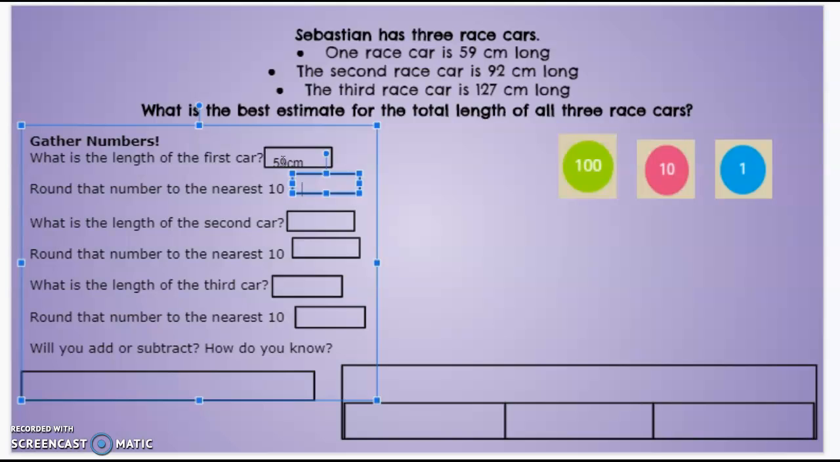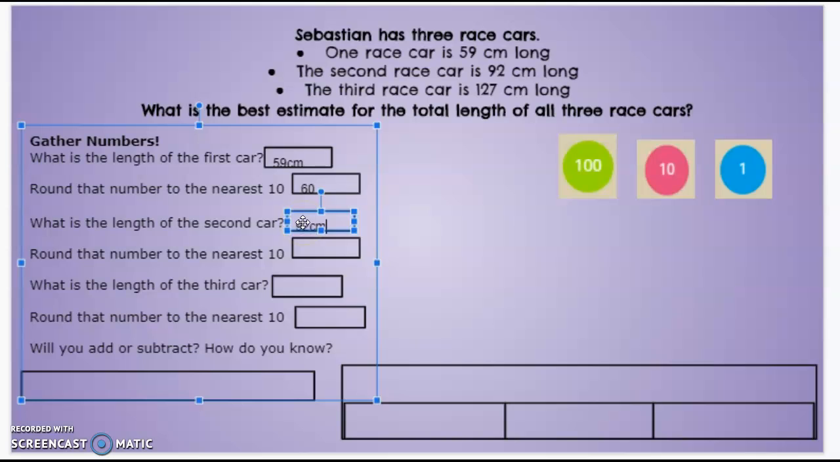4 or less, let it rest. 5 or more, up the score. So 9 is going to be more than 5. So I'm going to up the score, which means my 5 has to do some work, and it turns into a 60.